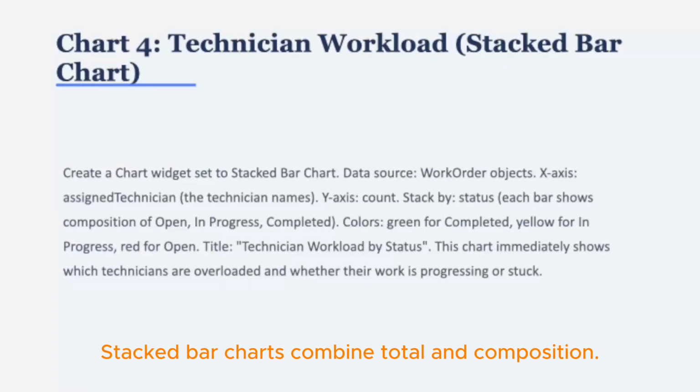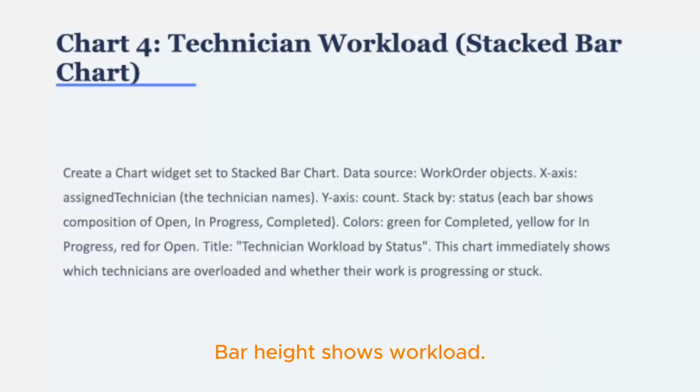Stacked bar charts combine total and composition. Bar height shows workload, segments show the breakdown, red means stuck, green means closing out.